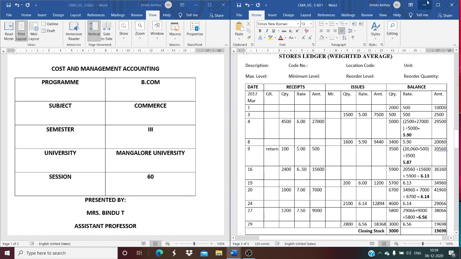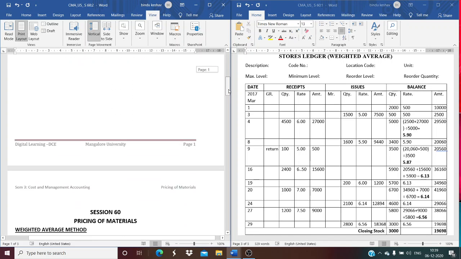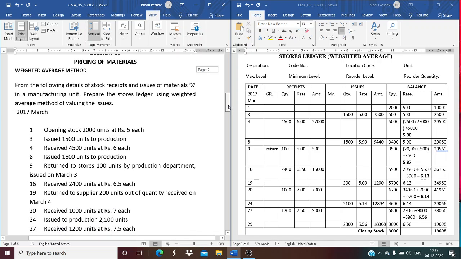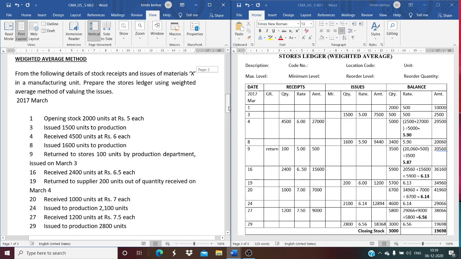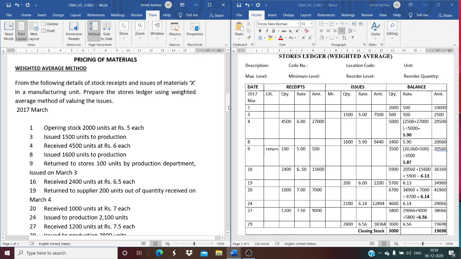Dear students, welcome to session 60, chapter Pricing of Material Issues, Cost and Management Accounting, 3rd semester BCom, Mangalore University. Session 60 is about the preparation of stores ledger using the weighted average method.